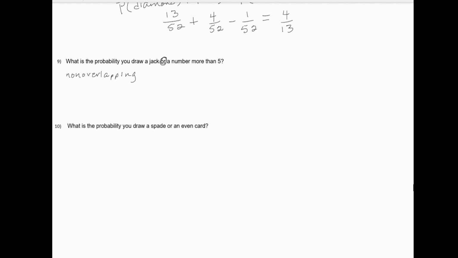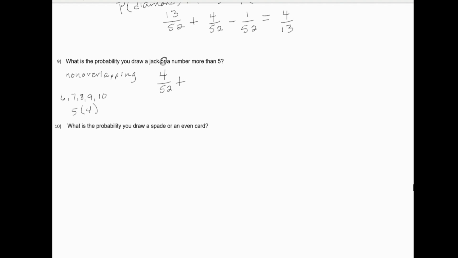Okay. So the probability that I'm going to get a jack is 4 out of 52. I'm going to add to that I get a number more than 5. Now my numbers that are more than 5 are 6, 7, 8, 9, and 10. So I have 6, 7, 8, 9, and 10 of hearts, of diamonds, of clubs and of spades. So I've got each of those for each of the 4 suits.